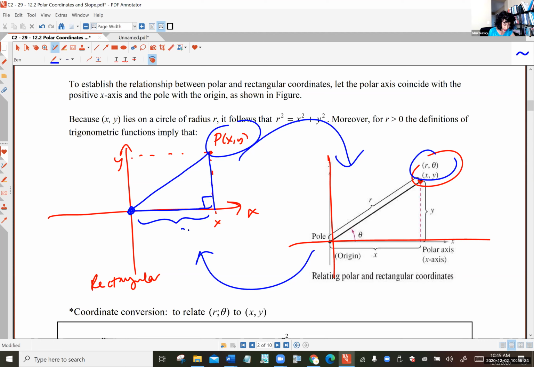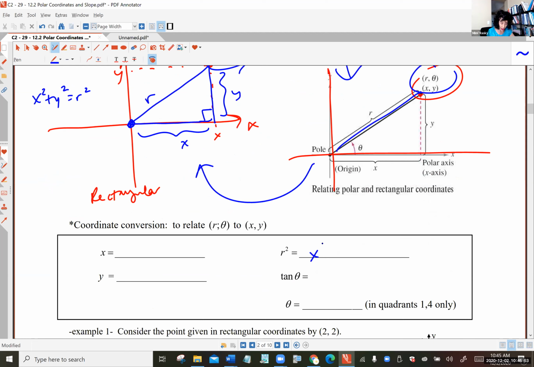So this is the X, this is the Y. And if you'll notice over here, the R is the length, the distance between P and the origin. So what do you know about Pythagorean theorem? X squared plus Y squared has to be equal to the hypotenuse squared. Oh, okay, cool. So that's one way to get your R.